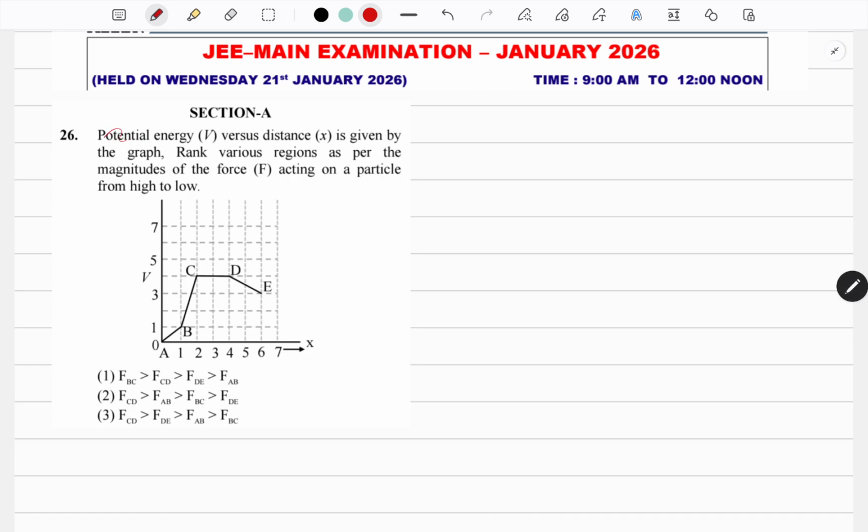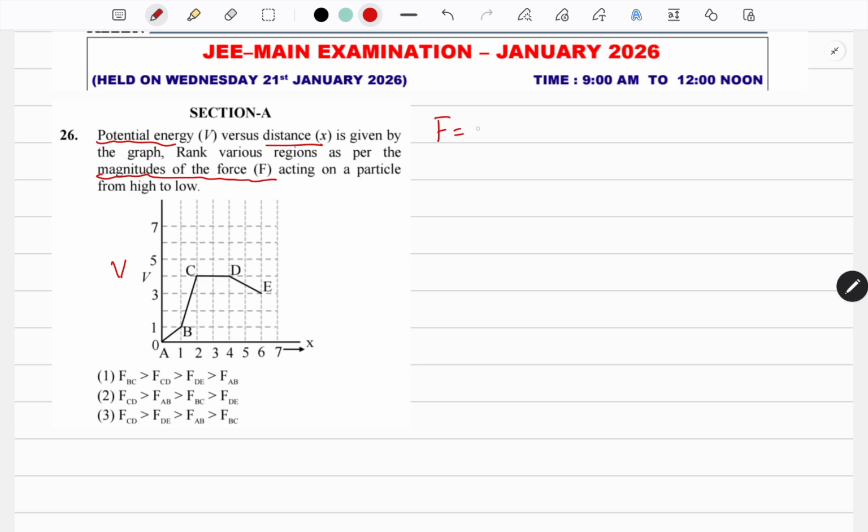What is the question? Potential energy versus distance. This is potential energy, this is distance, and this is the graph. What you have to calculate? You have to calculate the magnitude of force. So what is the relation between magnitude of force and potential energy versus distance?